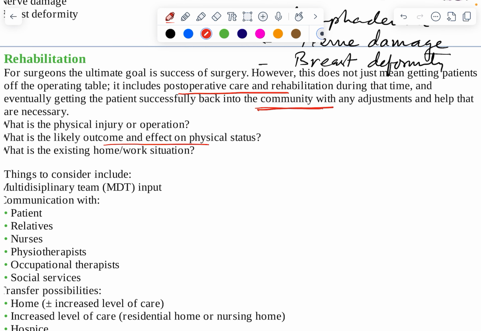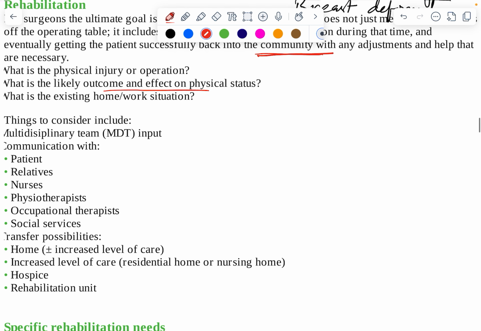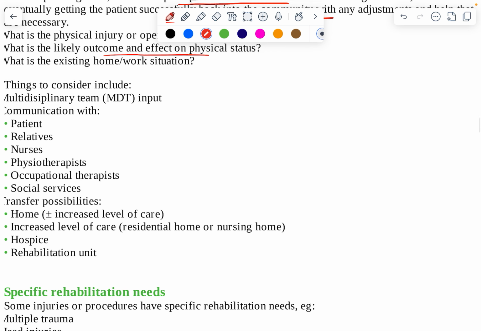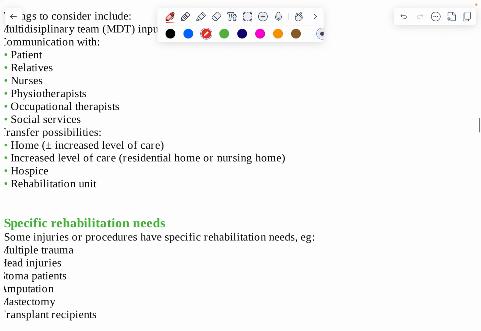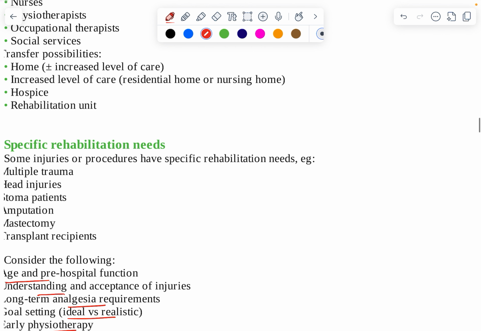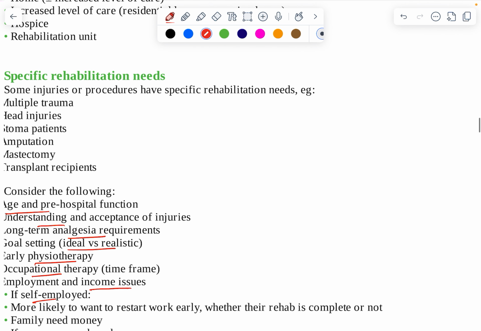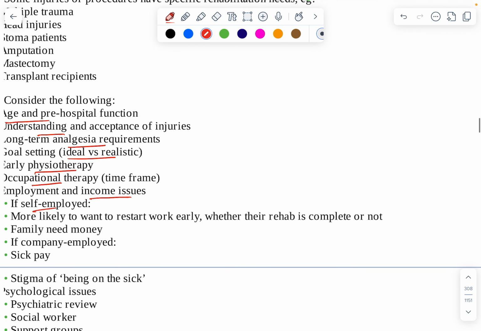What is the physical injury at operation? What is the outcome or effect on the physical state, and what is the existing home situation? Things to consider include the multidisciplinary team: patients, relatives, nurses, physiotherapists, social services, transport facilities, and home. Specific rehabilitation needs: some injuries or procedures have specific rehabilitation, for example multiple trauma, head injuries, trauma patients, and amputations.